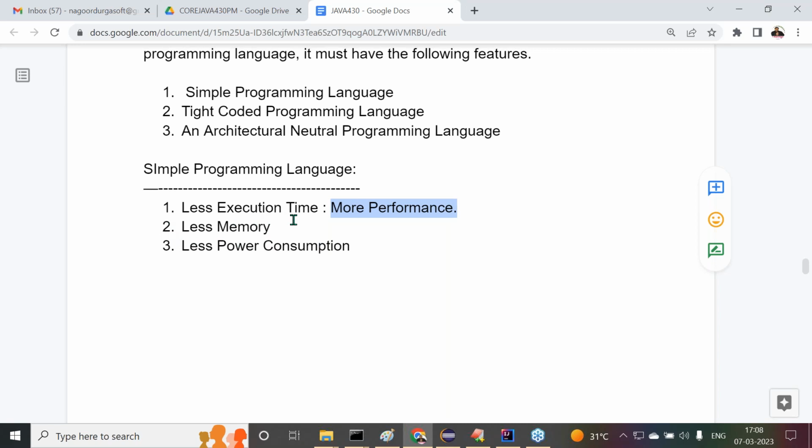Good, nice. Let's come to the next one. All of you observe carefully. What is this next one? Less memory consumption. All of you observe carefully. Less memory consumption.